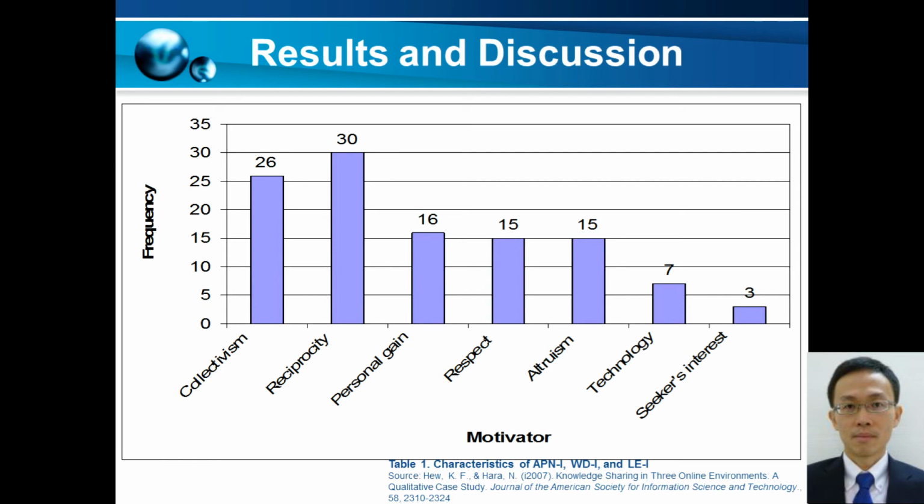Other types of motivators include personal gain, such as gaining more reputation in the community; respect, finding that the community is a respectful environment helps people to share their knowledge; altruism, a sense of wanting to help other people without expecting anything back in return; technology, they found that the technology was very easy to use; and finally, the seeker's interest. Some people wanted to share their knowledge because they found that the other person is very interested to learn.